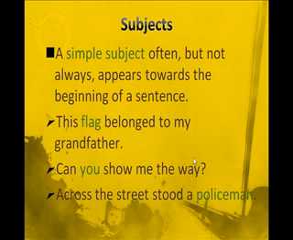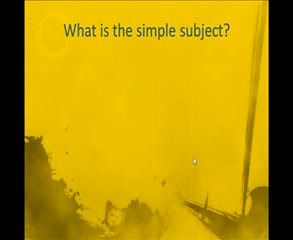Look at this one, however. Across the street stood a policeman. Who is this sentence about? It's about a policeman. This time the simple subject comes as the last word. We call this an inverted sentence. Try these on. Remember to ask yourself, what or whom is this sentence about?